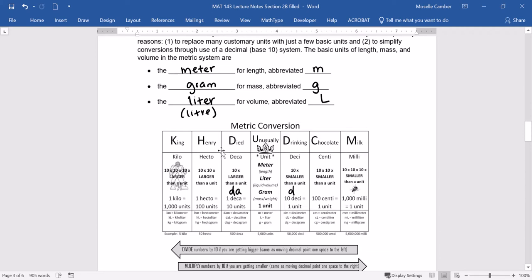And as you move among this chart, let's say you're going from just a basic meter to a millimeter, each time you move to another column, you're going to move the decimal point. So if you're going right in the column, you're going to move the decimal point to the right. If you're going left among the chart through the columns, you're going to move the decimal point to the left each time.